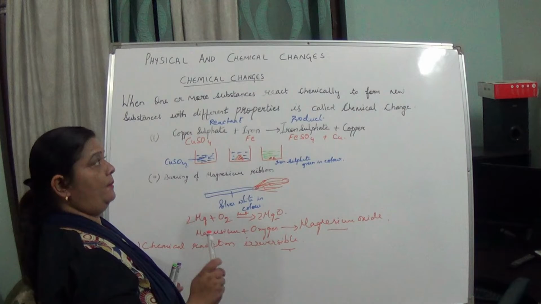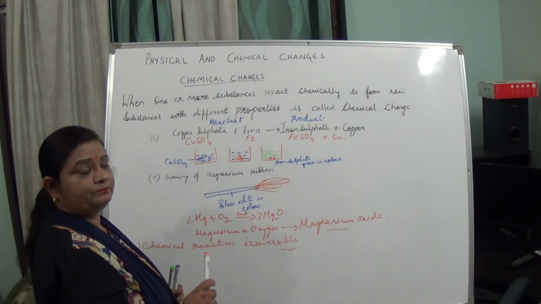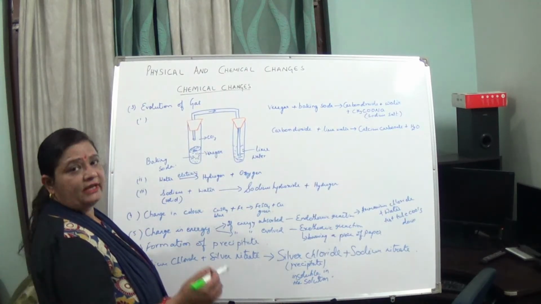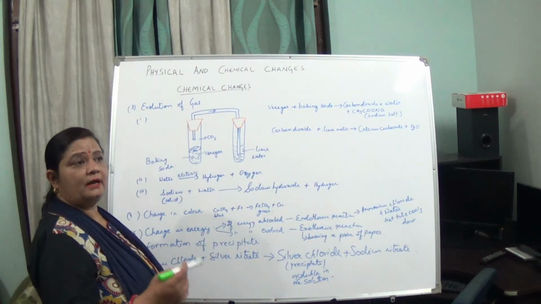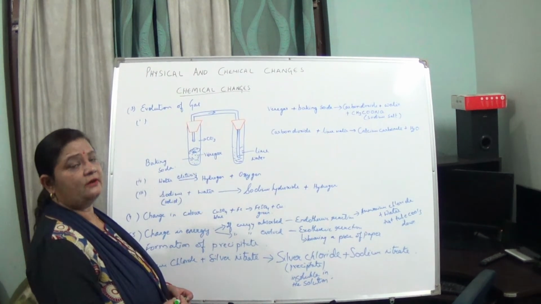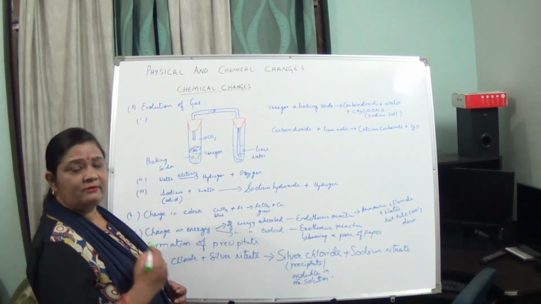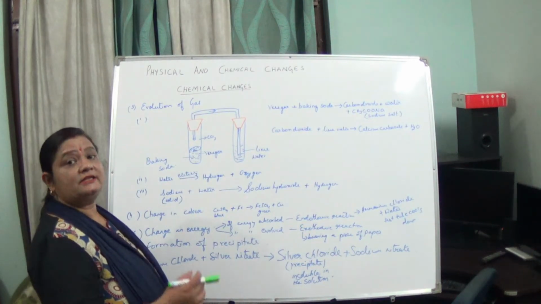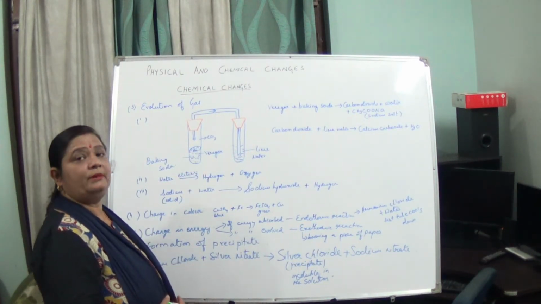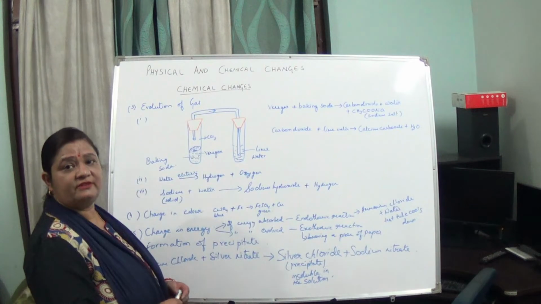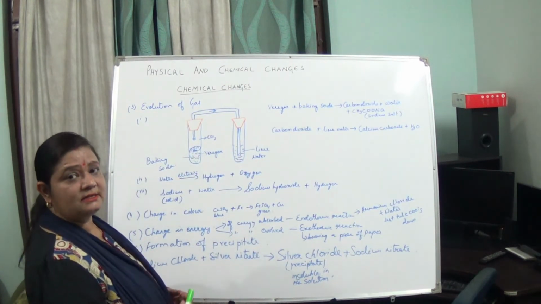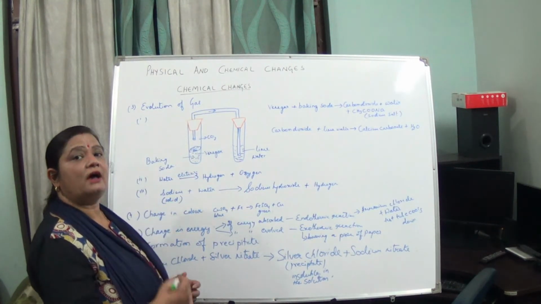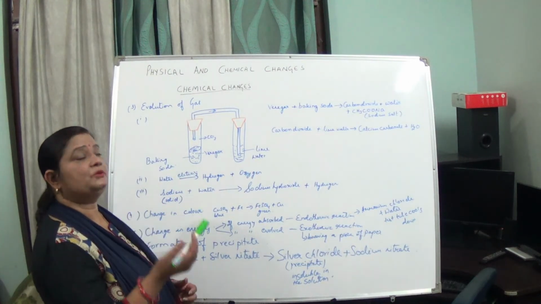in a chemical reaction. So we have seen that in a chemical change, new substances are formed. It is irreversible in nature. Change of color also had taken place, because copper sulfate has changed into iron sulfate when it has reacted with the iron nails. Blue color has changed to green.